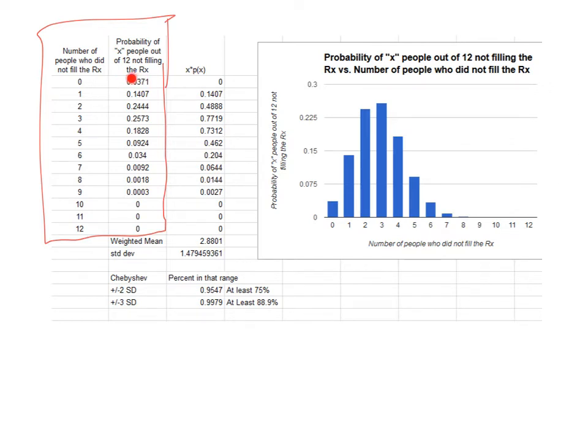There's a little less than 4% chance or probability that 0 people will fill their prescription. And you'll see these numbers increase. I mean, there's almost a 26% chance that 3 of the 12 people won't fill their prescription, and then it starts to decrease.